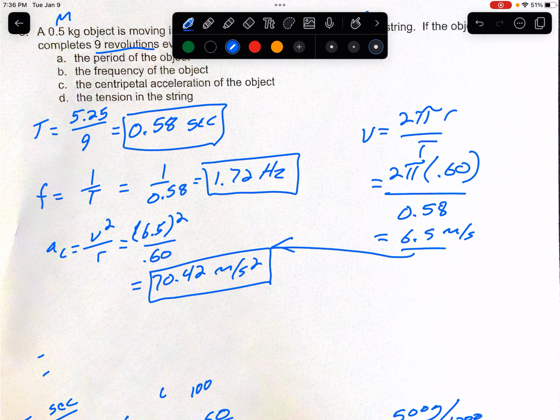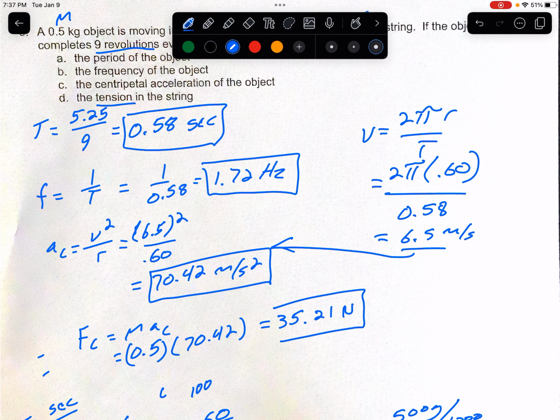And then last bit, find the tension in the string. Tension is a force. If you're not sure, take a look at what you've already done. You've already found velocity, you found acceleration, you've got period, you've got frequency. The only thing left would be F. So we're going to do FC equals mass times AC. Our mass was 0.5, and we found our acceleration to be 70.42. So we're going to multiply those, and you're going to get a value of 35.21 newtons. And that'll end that one.